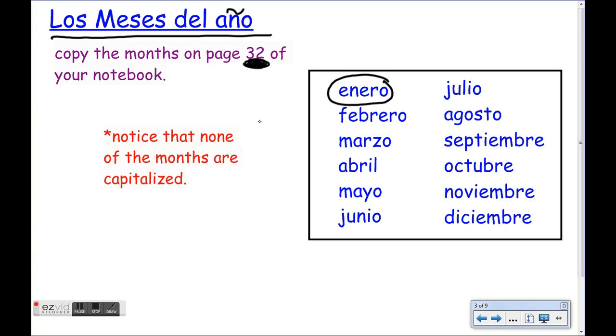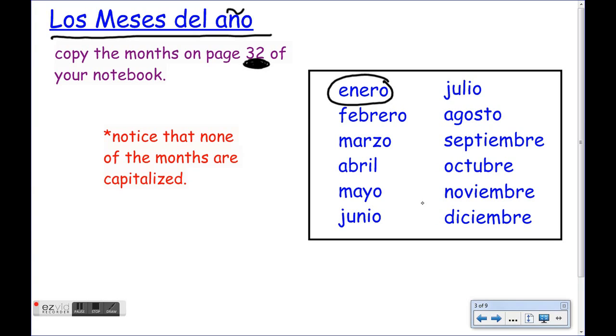Alright, so one more time, repitan. Enero, febrero, marzo, abril, mayo, junio, julio, agosto, septiembre, octubre, noviembre, diciembre.